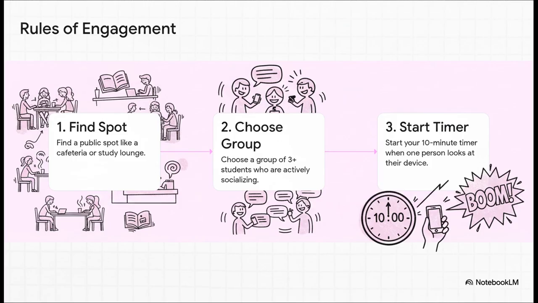Every good mission has rules of engagement, and this one has 3 really simple ones. First, find a public spot, like a cafeteria or a study lounge. Second, pick a group with 3 or more people who are obviously socializing. And third, and this is the key, this is the trigger, your 10-minute timer starts the instant one person in that group looks at their device. And boom, you are officially collecting data.